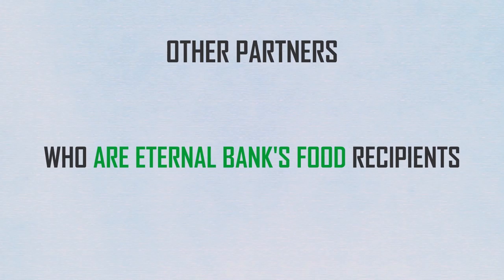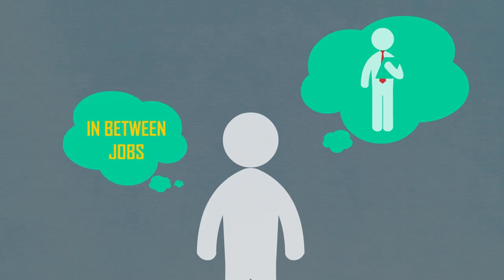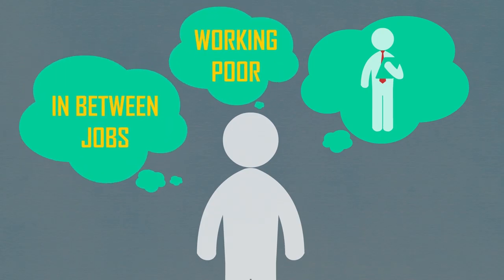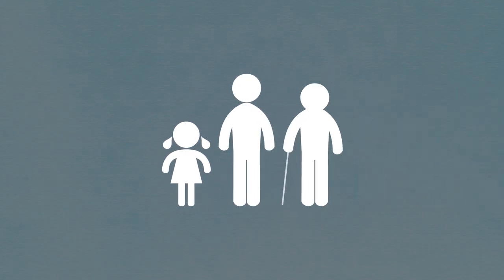Who are Eternal Food Bank's food recipients? 1. Individuals looking for a job or in between jobs, the working poor. 2. Families, children, adults, seniors.